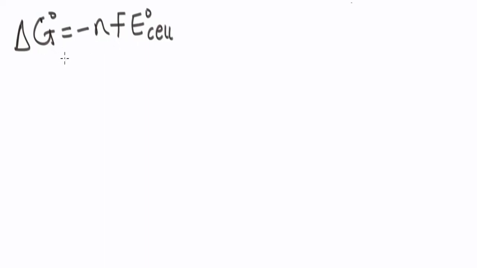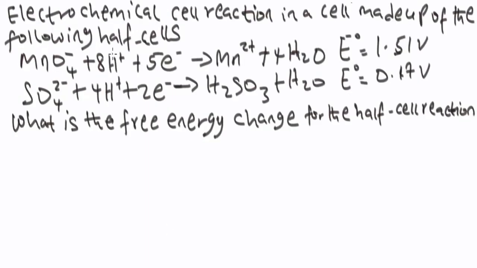Alright, so having known this, let's look at a typical problem on this. Let's solve a question on this. Remember, the Faraday constant is 96,500 coulombs. Okay, so let's look at this question.